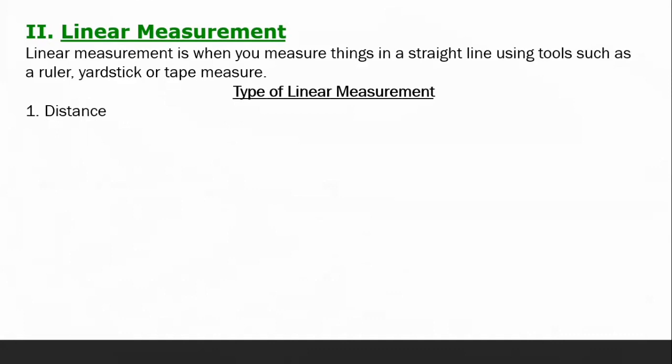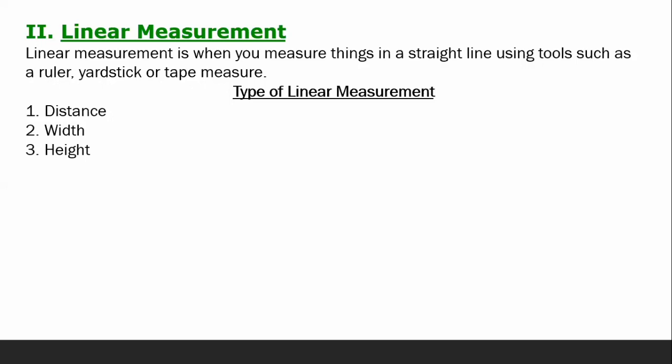So linear measurement is being used in measuring a distance. Let's say for instance, from a certain place to another. Okay? So you cannot measure it crookedly, no. Second one, we have here width. Let's say for instance, you are going to measure the width of a table, no? Okay, so that is line or linear.